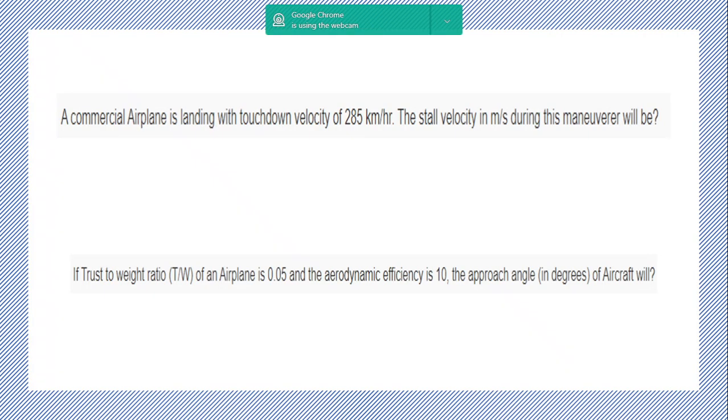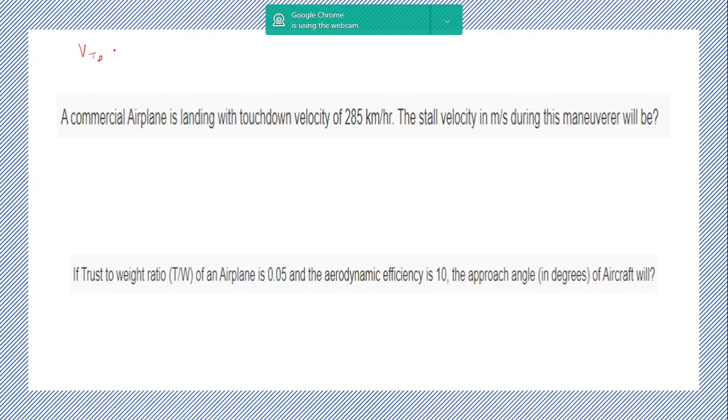Okay, so the first question was: a commercial airplane is landing with a touchdown velocity of 285 km per hour. The stall velocity in meters per second during this maneuver will be. It's fairly simple. They've given you the touchdown velocity, and we know the approximation that we take. What was the approximation between touchdown velocity and the stalling velocity? What was the relation?